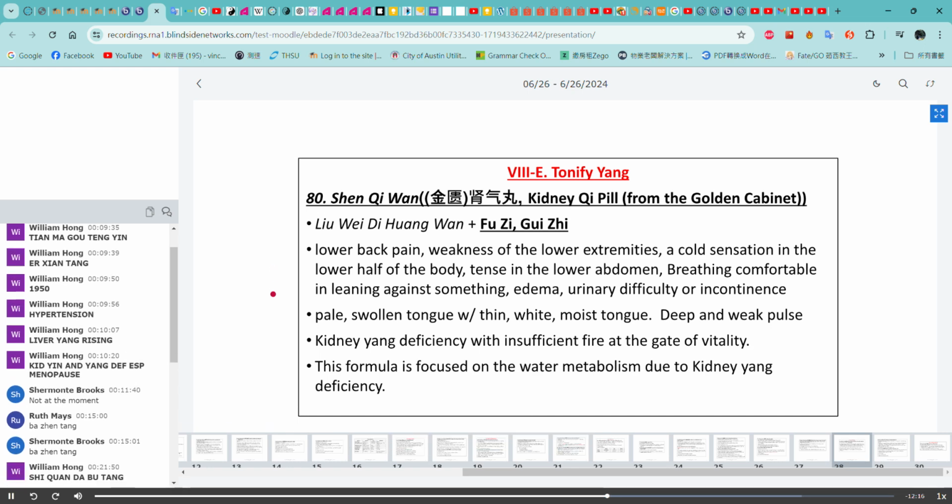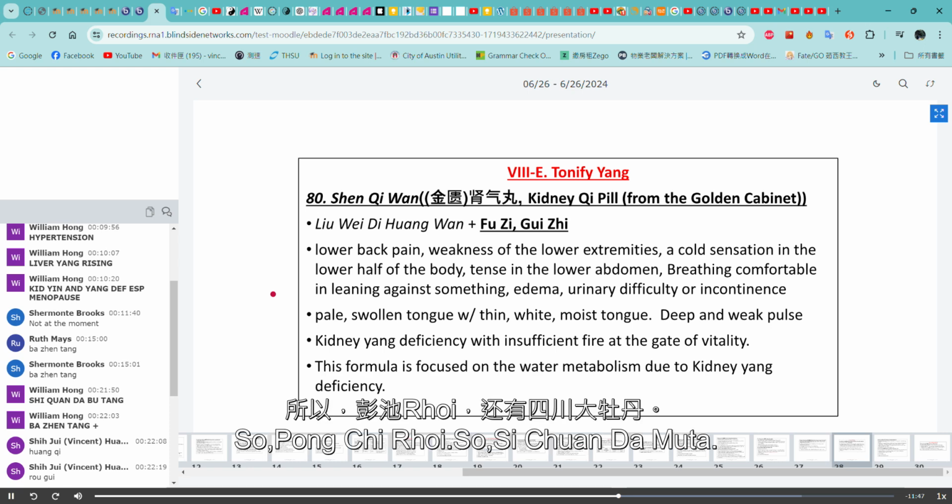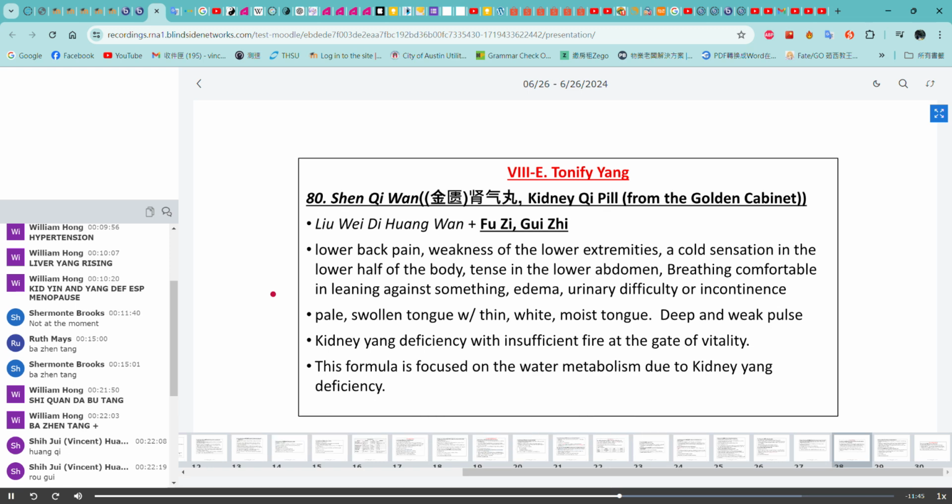Shi Quan Da Bu Tang is Ba Zhen Tang plus what? Huangqi and Rougui. So Huangqi, Rougui, so Shi Quan Da Bu Tang. Shen Qi Wan: Fuzi, Guizhi.